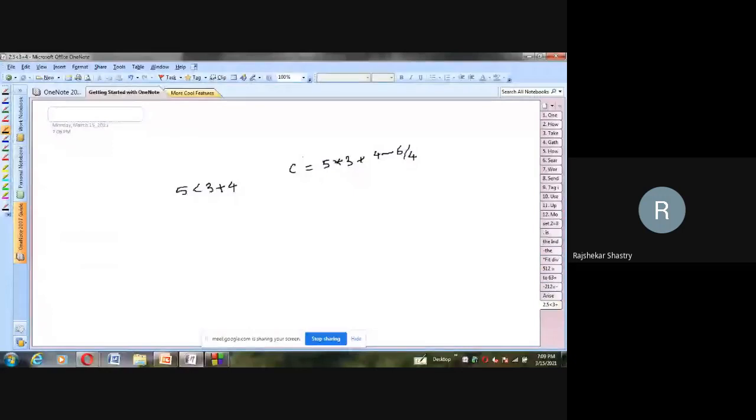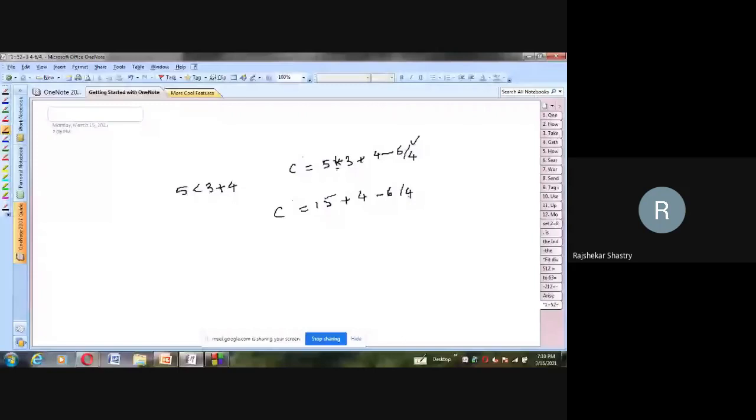We know that one operator at a time has to be executed. So the highest priority operators are present: one is multiplication, the other one is division. Among these, multiplication and division both occur in the same expression. Therefore, multiplication has to be applied first. So 5 3s are 15. So first, C is equal to 15 plus 4 minus 6 by 4.